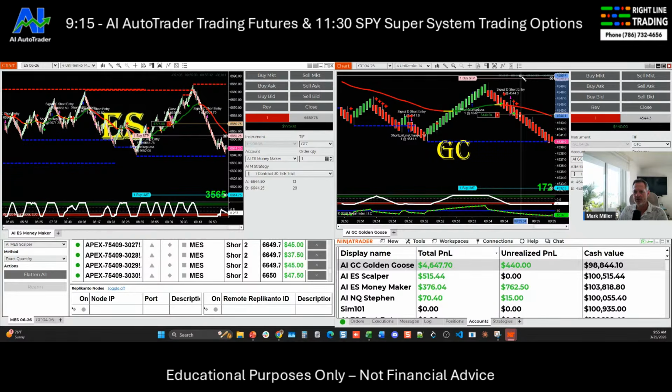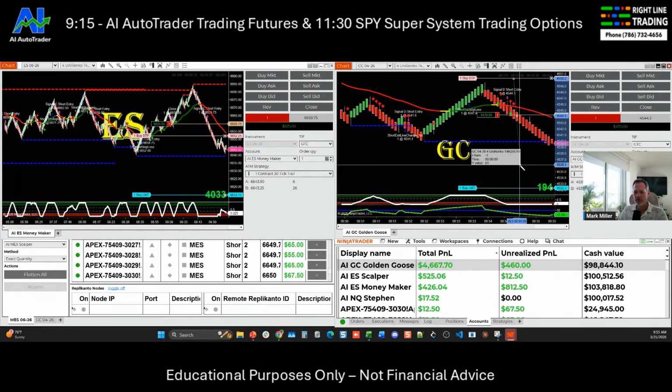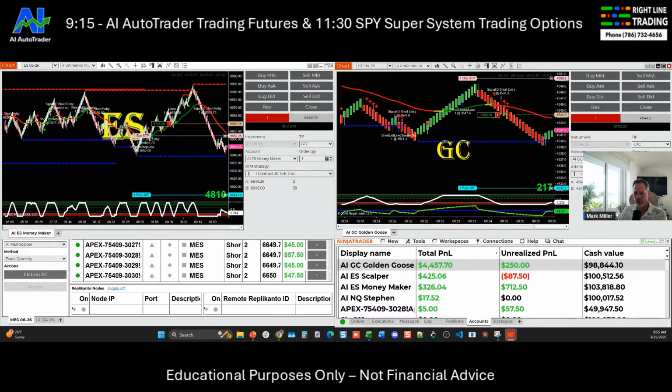So on the GC right now, to clear that pullback, it had to have 61 ticks of heat there. I have it set at 80 right now. Or no, 60. Sorry, it has to have 60. This is probably 55.